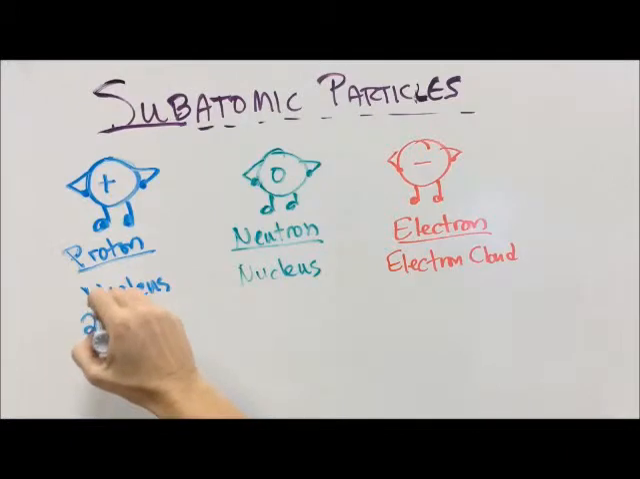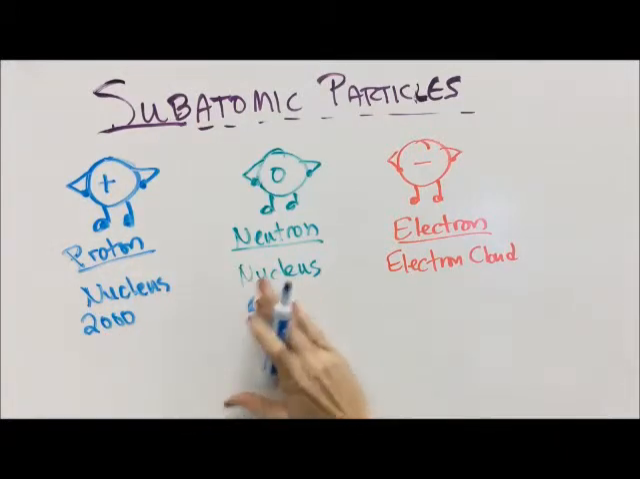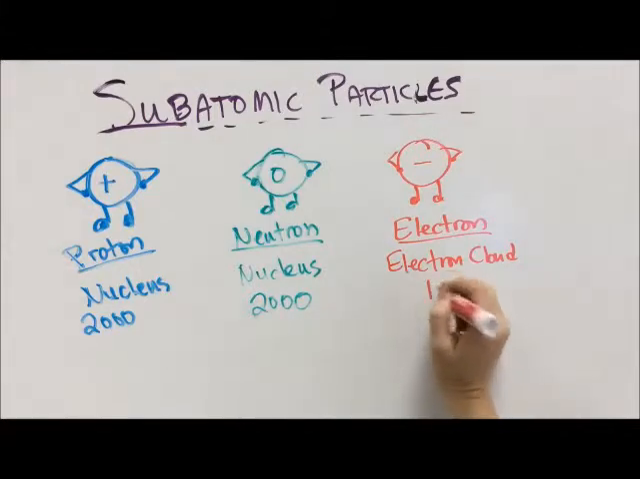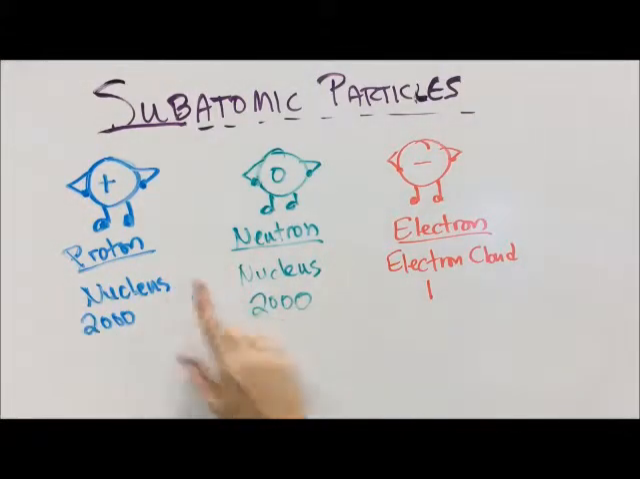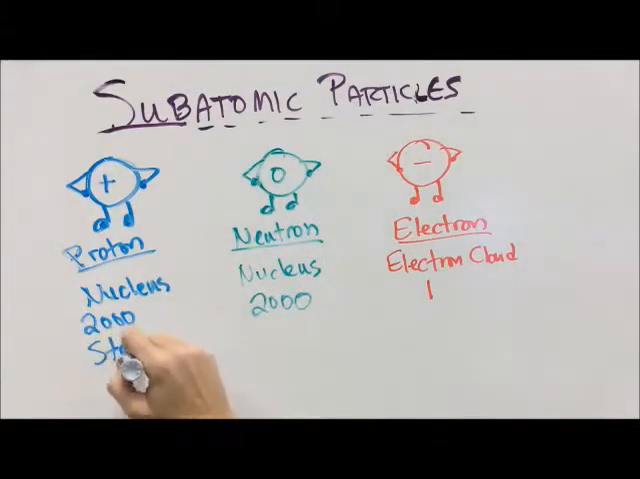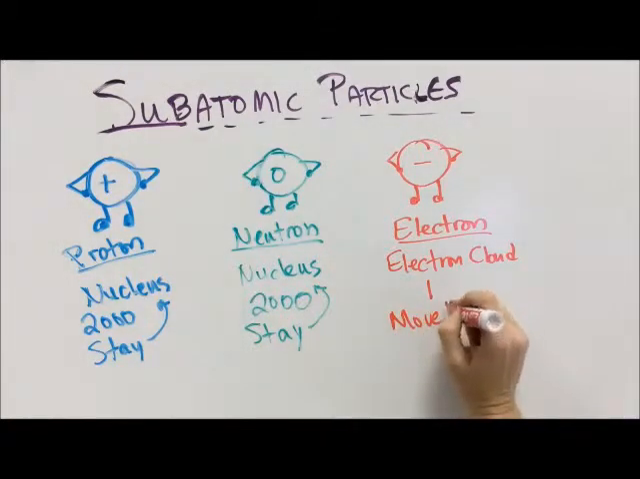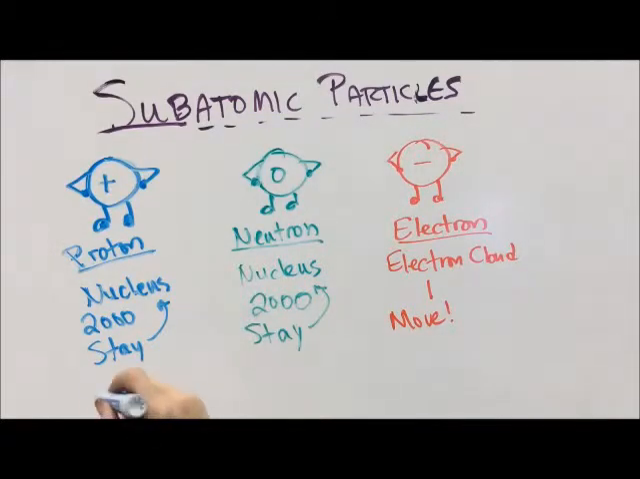Protons and neutrons are also relatively large. Now, in the grand scheme of things, we can't see them. They're incredibly microscopic, but they're 2,000 times larger than an electron. So we got the big guys in the nucleus, which is why the mass is there, and then the little guys are in the electron cloud. The protons and neutrons always stay in the nucleus. They're too big to move, but because the electron is so tiny, it can move all over the place.